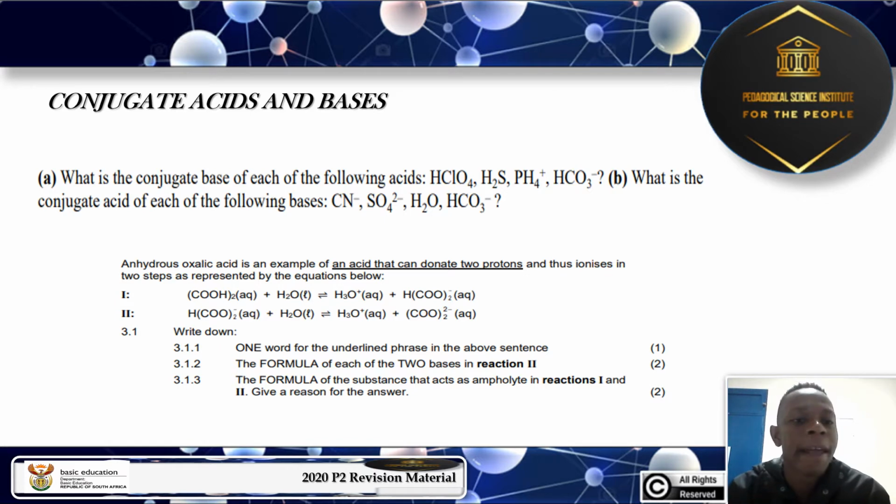Say number B. They are asking, what is the conjugate acid of each of the following bases? Now we are given bases. We know that according to Lowry bases, they accept. Wow, that is simple. They accept, meaning now we are going to add H to everything we come across.